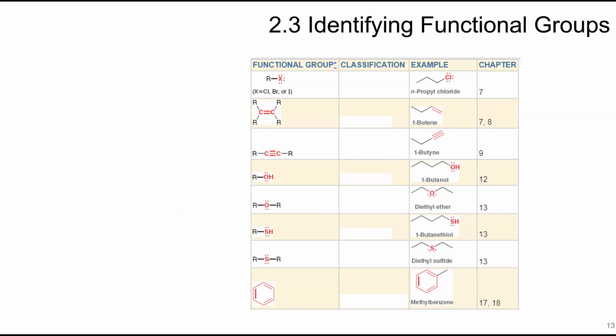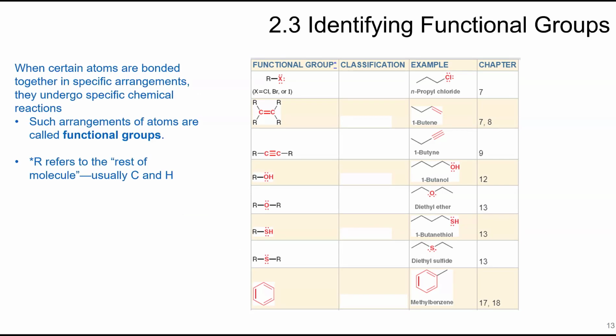When certain atoms are bonded together in a specific way and they undergo specific chemical reactions, these are referred to as functional groups. This is the table of functional groups here. The first one, if you have an R group, so R refers to the rest of the molecule. It's kind of like an abbreviation. It's usually a carbon attached to something else. So if you have a carbon next to a halogen where X is chlorine, bromine, or iodine, this is an alkyl halide.